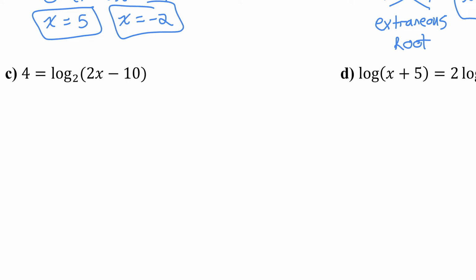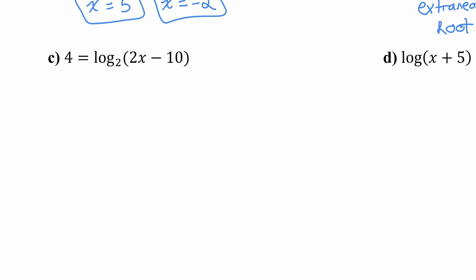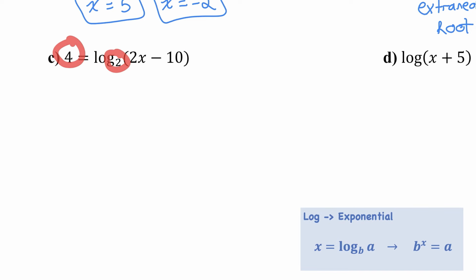Let's do C. This one will be a quick one. It's already in the format where I have a number equal to a logarithm, so I'm going to convert it to exponential form. 2 to the power of 4 equals the argument.